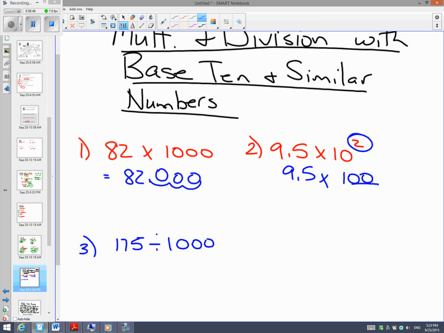So really, this is 9.5 times 100. Again, you identify that we're multiplying, so we're going to be moving that decimal 2 places to the right. If we move that decimal here to the right 2 places, it creates a hole. We put a 0 right there, and our answer is 950.